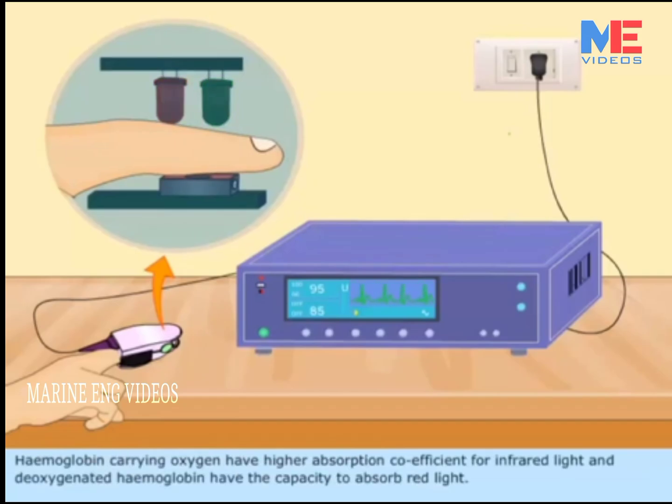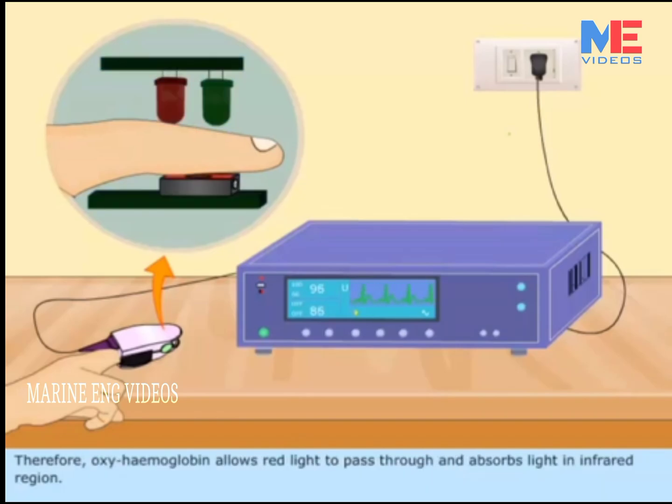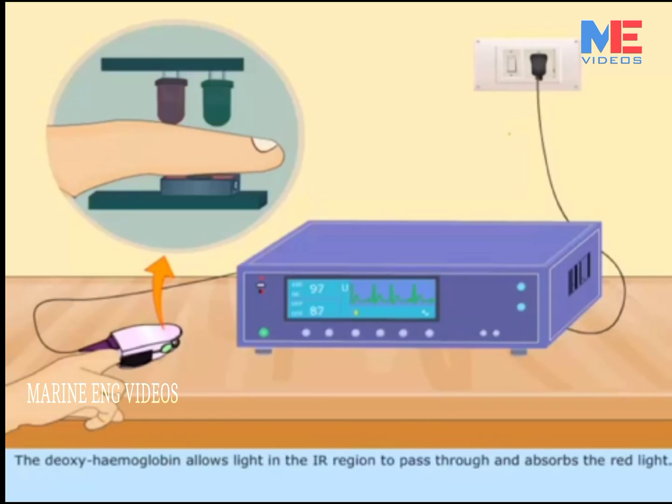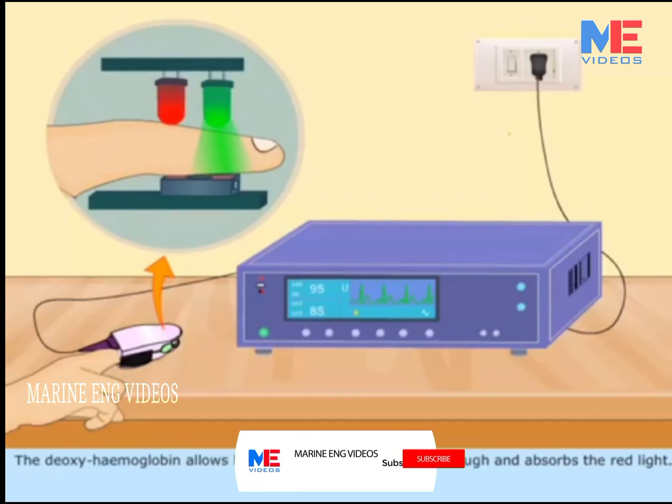Hemoglobin carrying oxygen has a higher absorption coefficient for infrared light, and deoxygenated hemoglobin has the capacity to absorb red light. Therefore, oxyhemoglobin allows red light to pass through and absorbs light in infrared region. The deoxyhemoglobin allows light in the IR region to pass through and absorbs the red light.